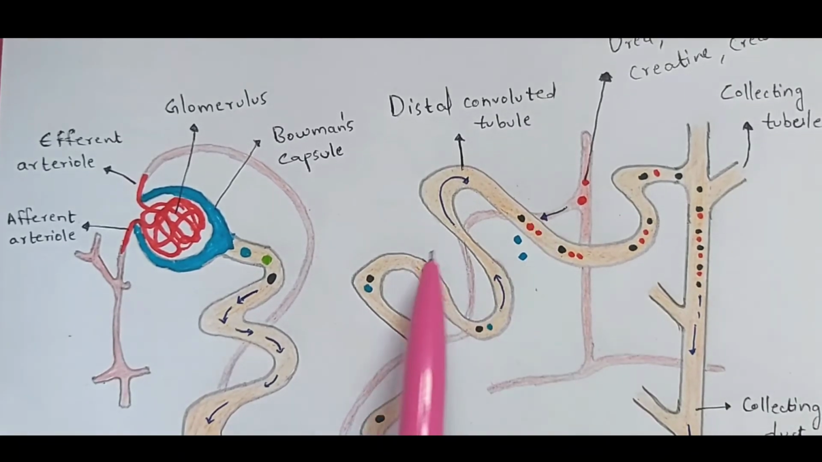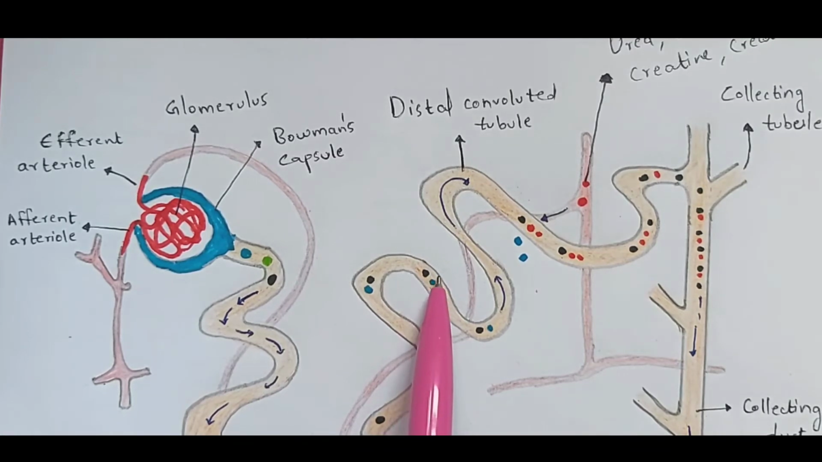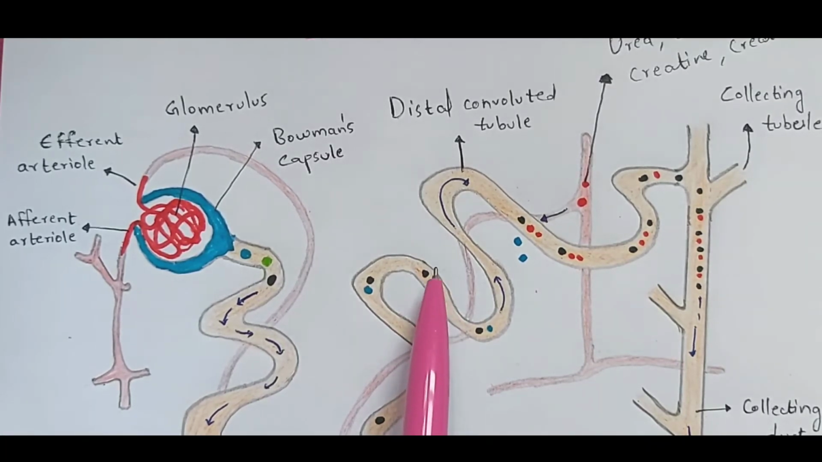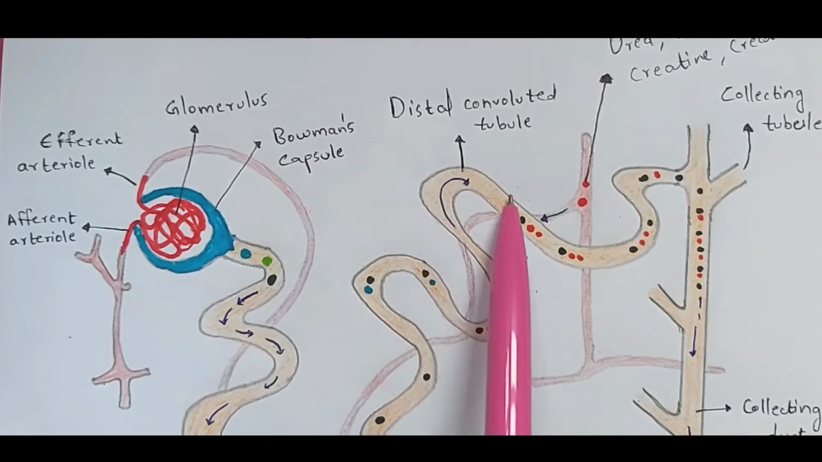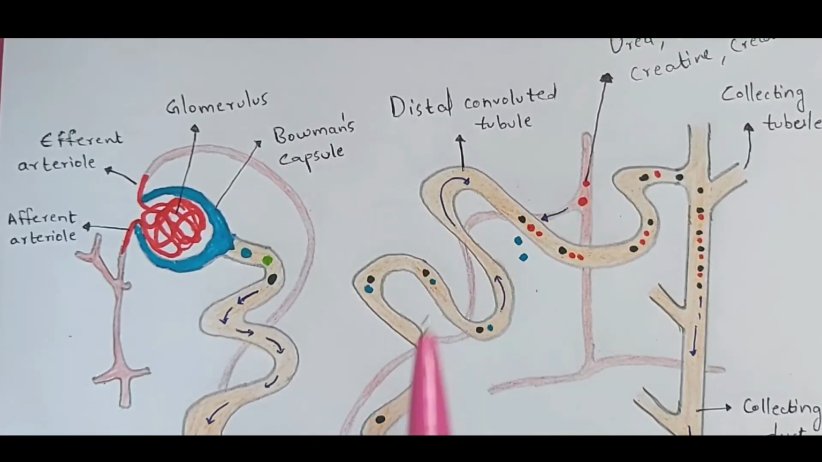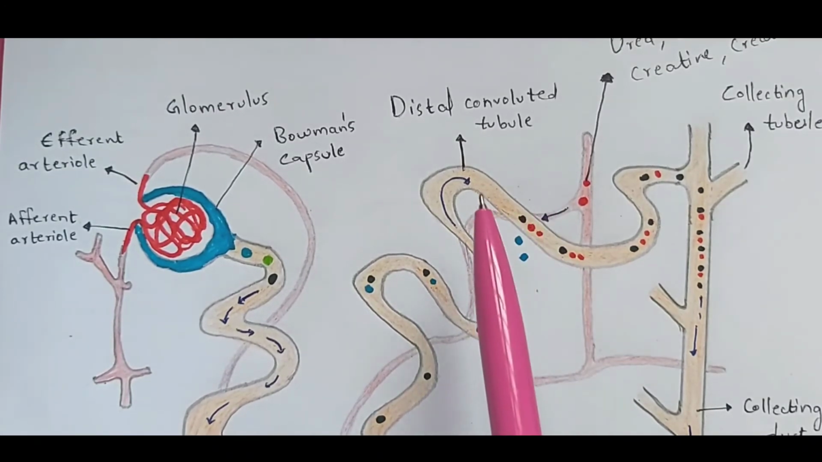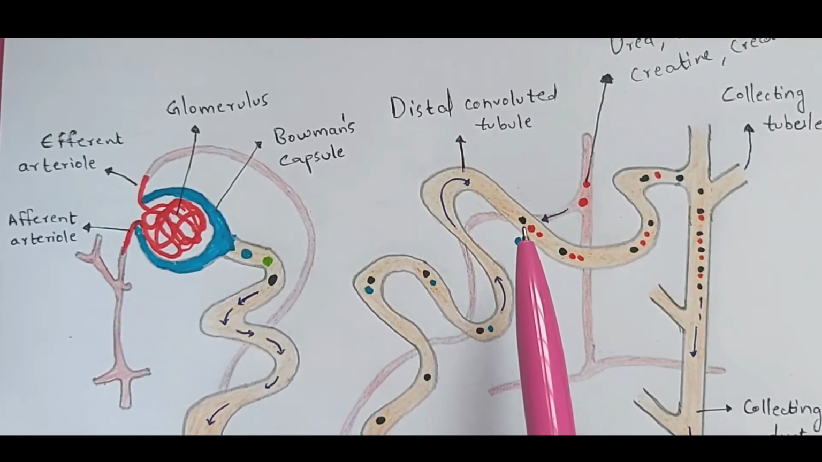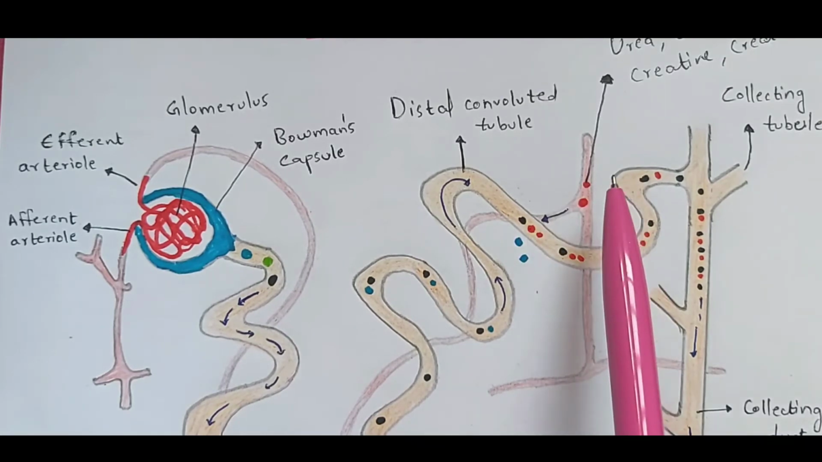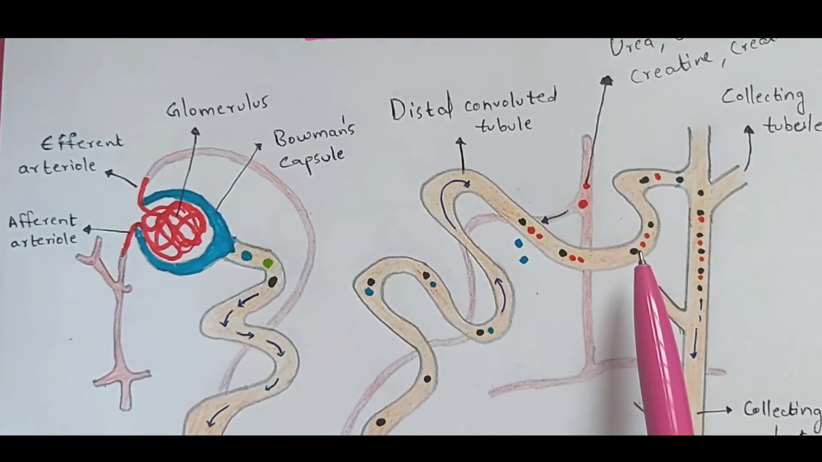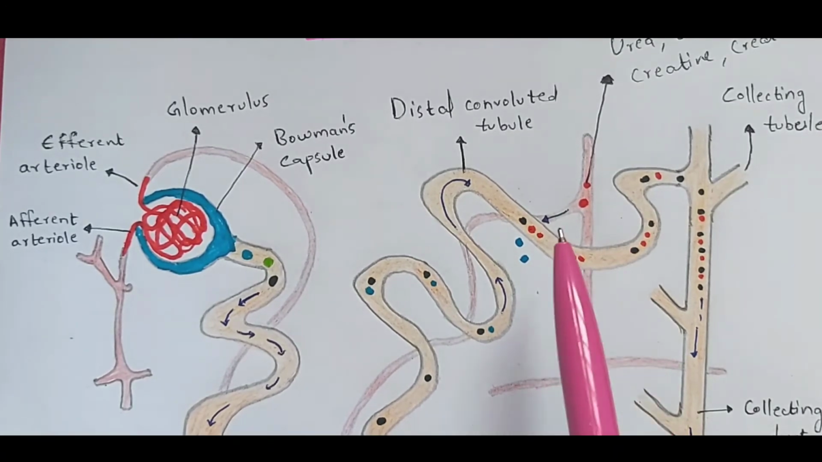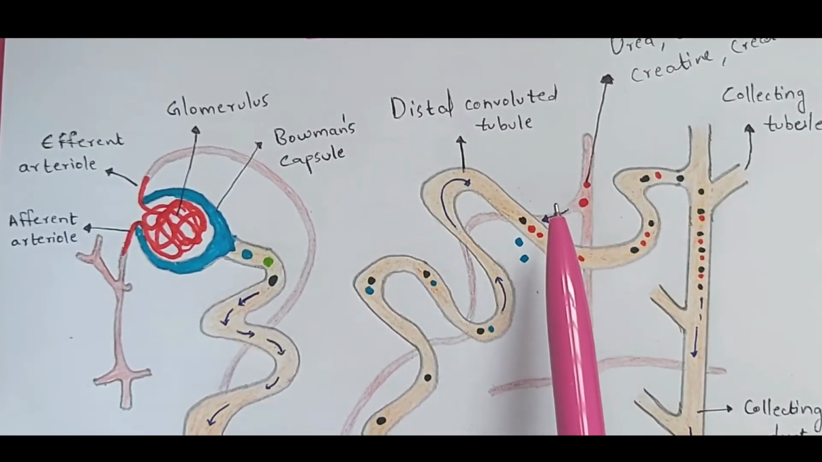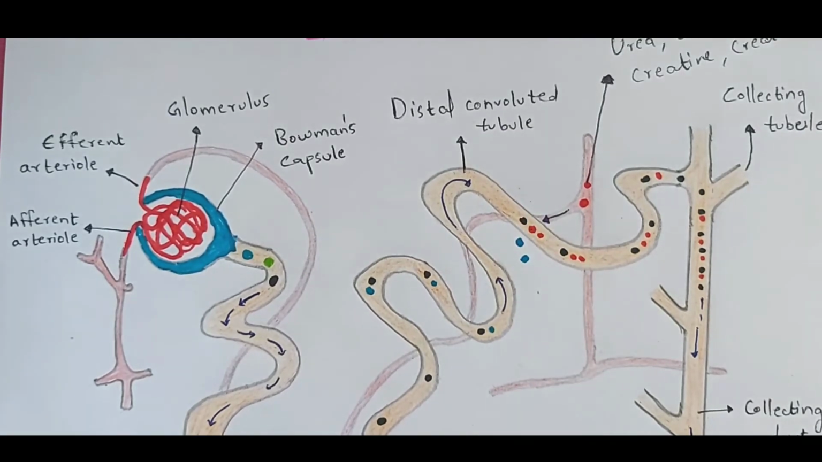Listen properly. Once this water molecule as well as this waste material, only 30% of water having been left over, and the black color, which is the waste material, get moved towards this distal convoluted tubule, here secretion will be done. Secretion is where, from the blood, which contains certain types of molecules called urea, uric acid, and creatinine, those will be secreted out into this distal convoluted tubule.